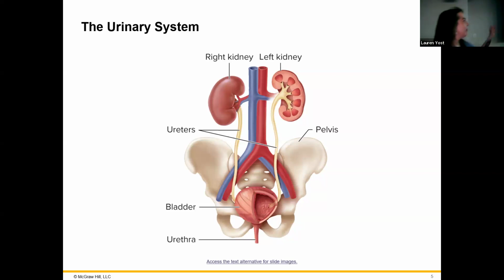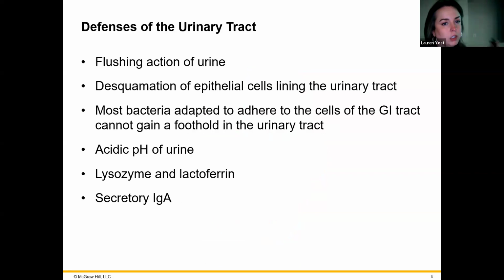So for a review of our urinary system, for those of you who haven't taken anatomy or aren't as familiar with this: we have the kidneys that are going to be filtering waste out of the bloodstream. The waste collects in the bladder via the ureters and will exit the body via the urethra. Some of this can have protective aspects, such as the flushing of the urine and the desquamation of the cells in the urinary tract. What I'm saying by that is just shedding the cells.